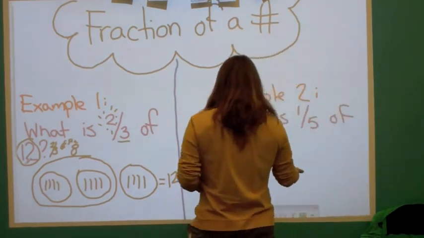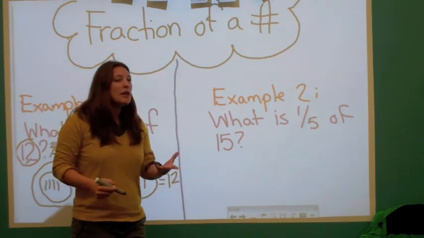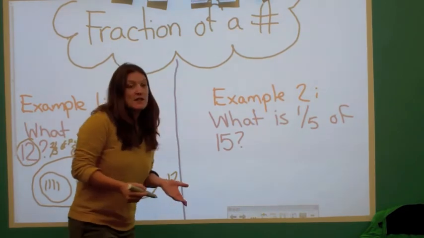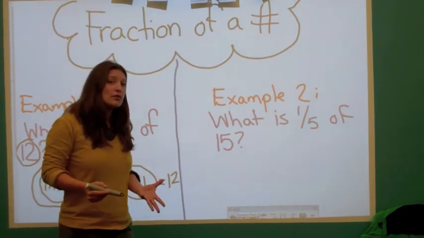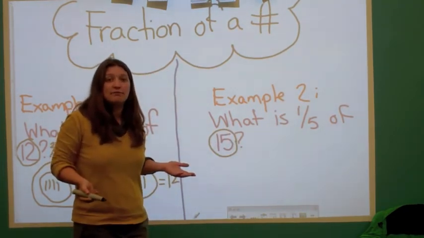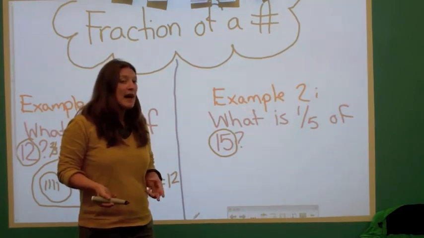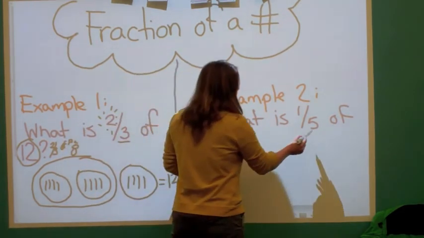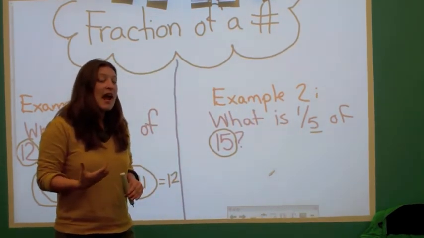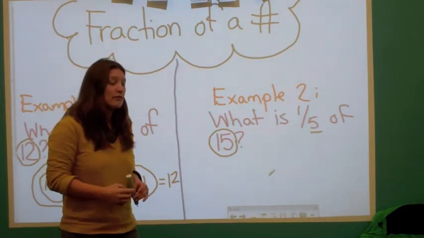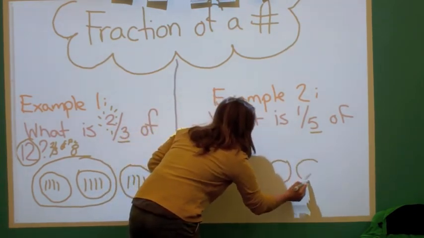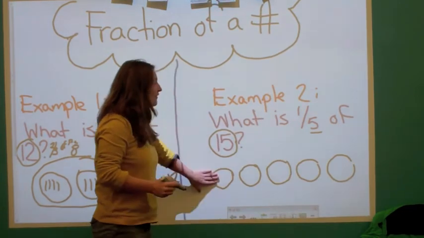Let's take a look at the second example. This time I'll go a little bit slower so that it makes the most sense to you. First step, locate your whole number. 15. Second step, identify the denominator. 5. 5 in my denominator is how many circles I'm going to draw. 5 circles.